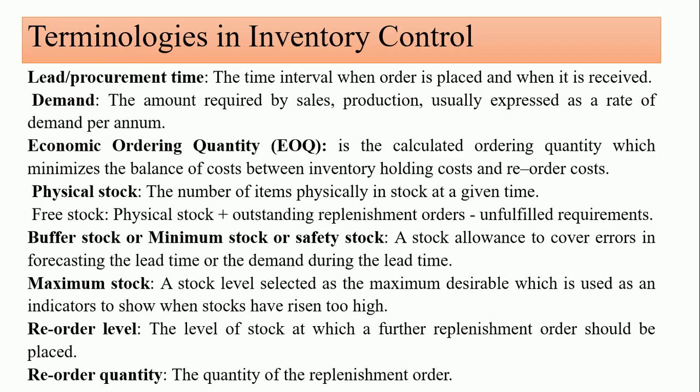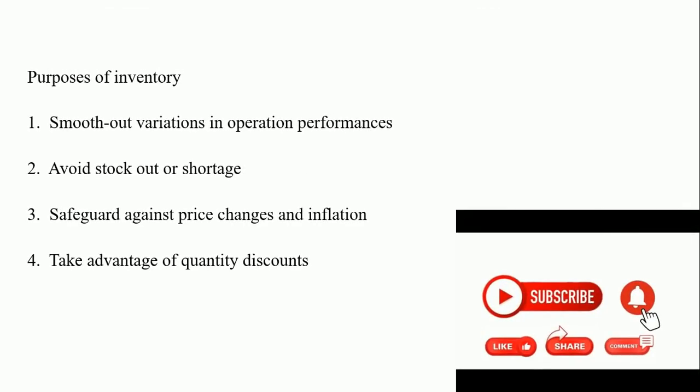The maximum stock is the stock level selected as the maximum desirable, which is used as an indicator to show when stocks have risen too high. So the maximum stock is like a threshold that helps you to determine when you have reached the maximum level of stock. The other level is the level of stock at which a further replenishment order should be placed. The quantity at this level is called the reorder quantity, the quantity of the replenishment order. Those are some of the terminologies.